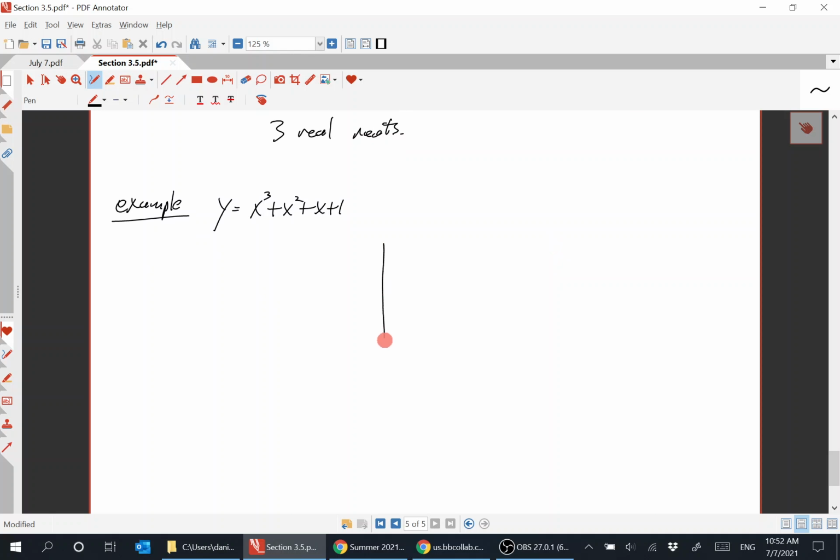That's this. Actually, what is it? I think it's right here. I don't know what the graph looks like on this one.